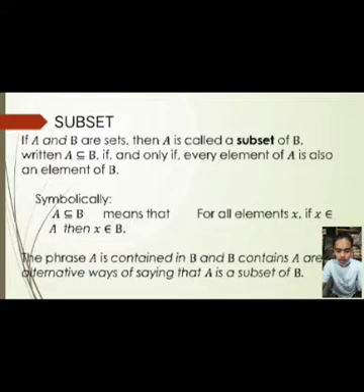If A and B are sets, then A is called a subset of B, written A ⊆ B, if and only if every element of A is also an element of B. Symbolically, A ⊆ B means that for all elements x, if x is an element of A then x is an element of B. The phrases A is contained in B and B contains A are alternative ways of saying that A is a subset of B.